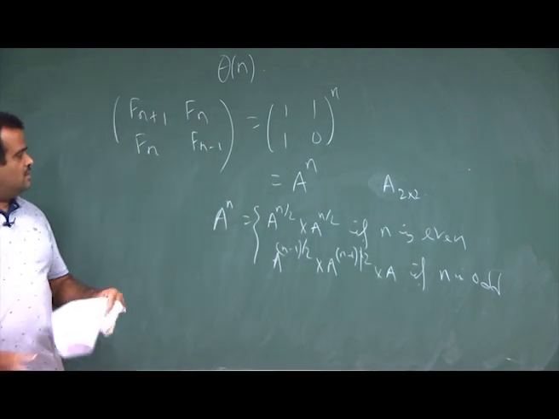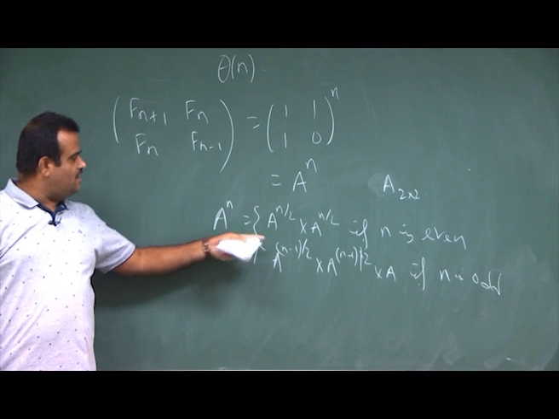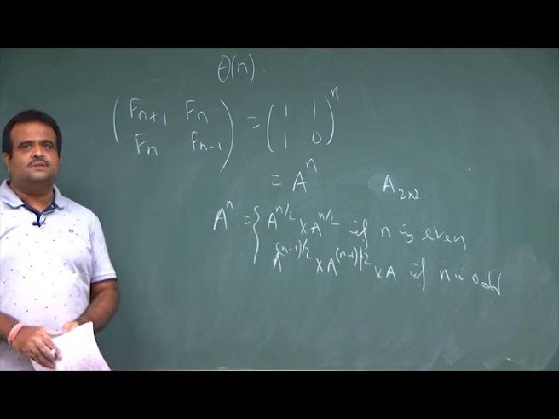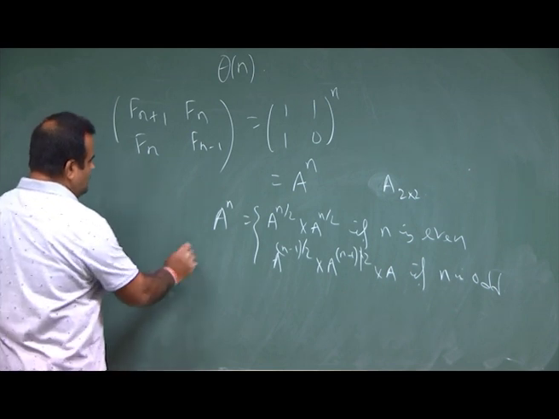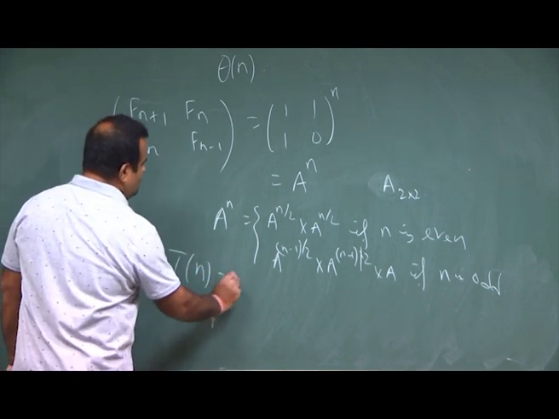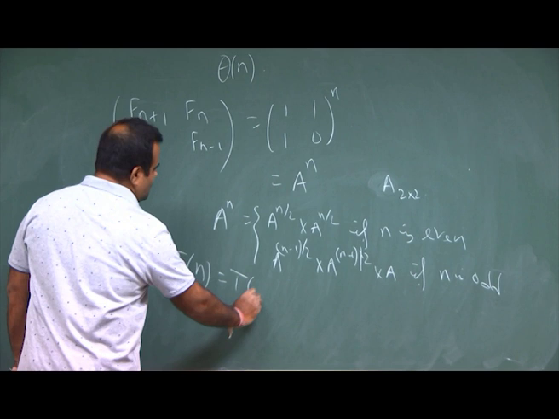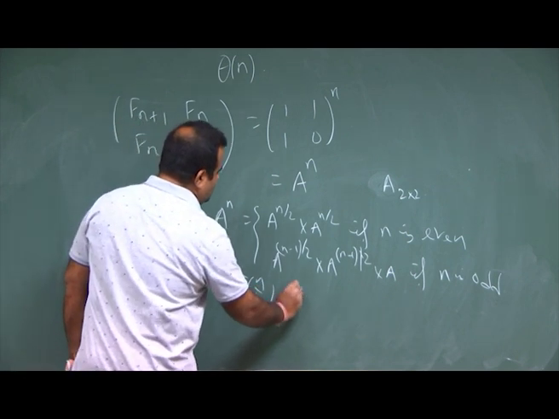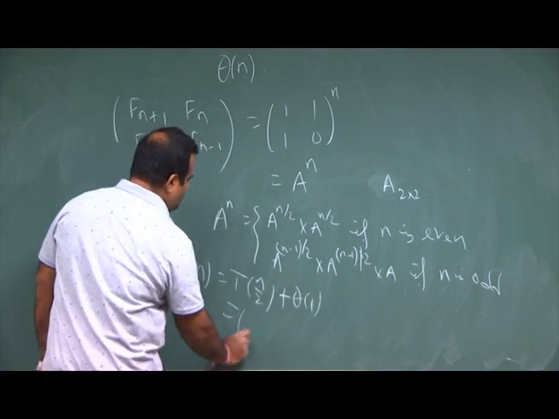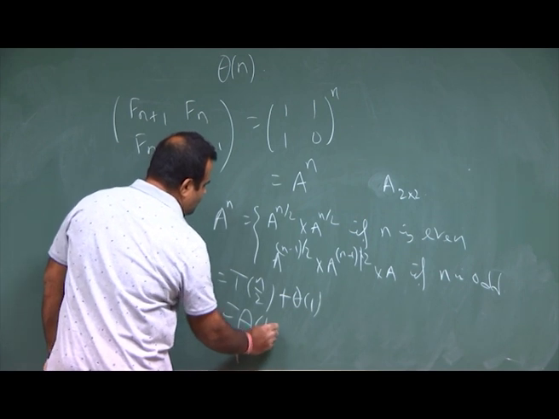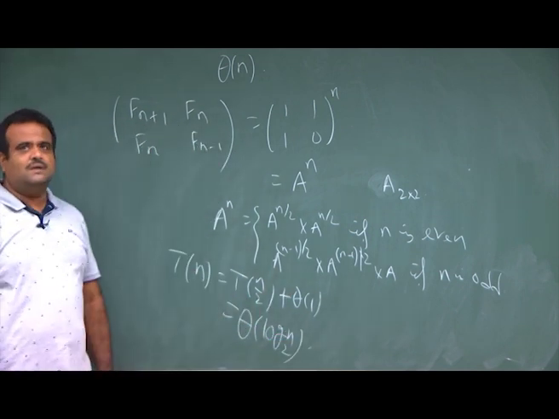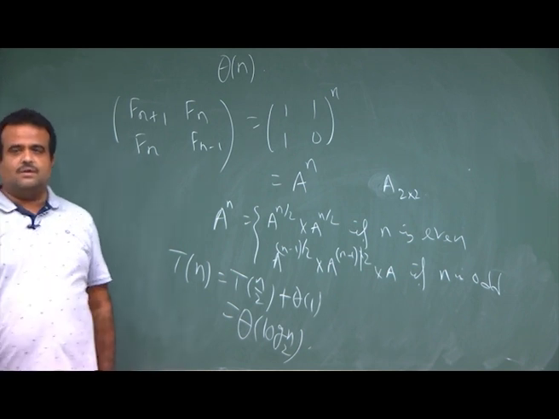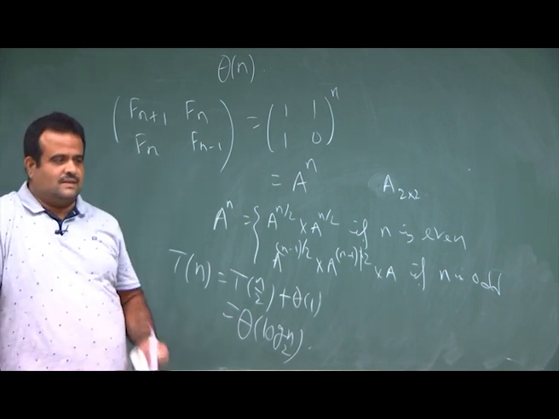Now, we have a problem of size n, we reduce this problem into subproblems of lesser size, and then what is the recurrence? The recurrence is T of n is equal to only one subproblem T of n by 2 plus theta of 1. So, this will give us theta of log n. This we have seen in the divide and conquer technique class.